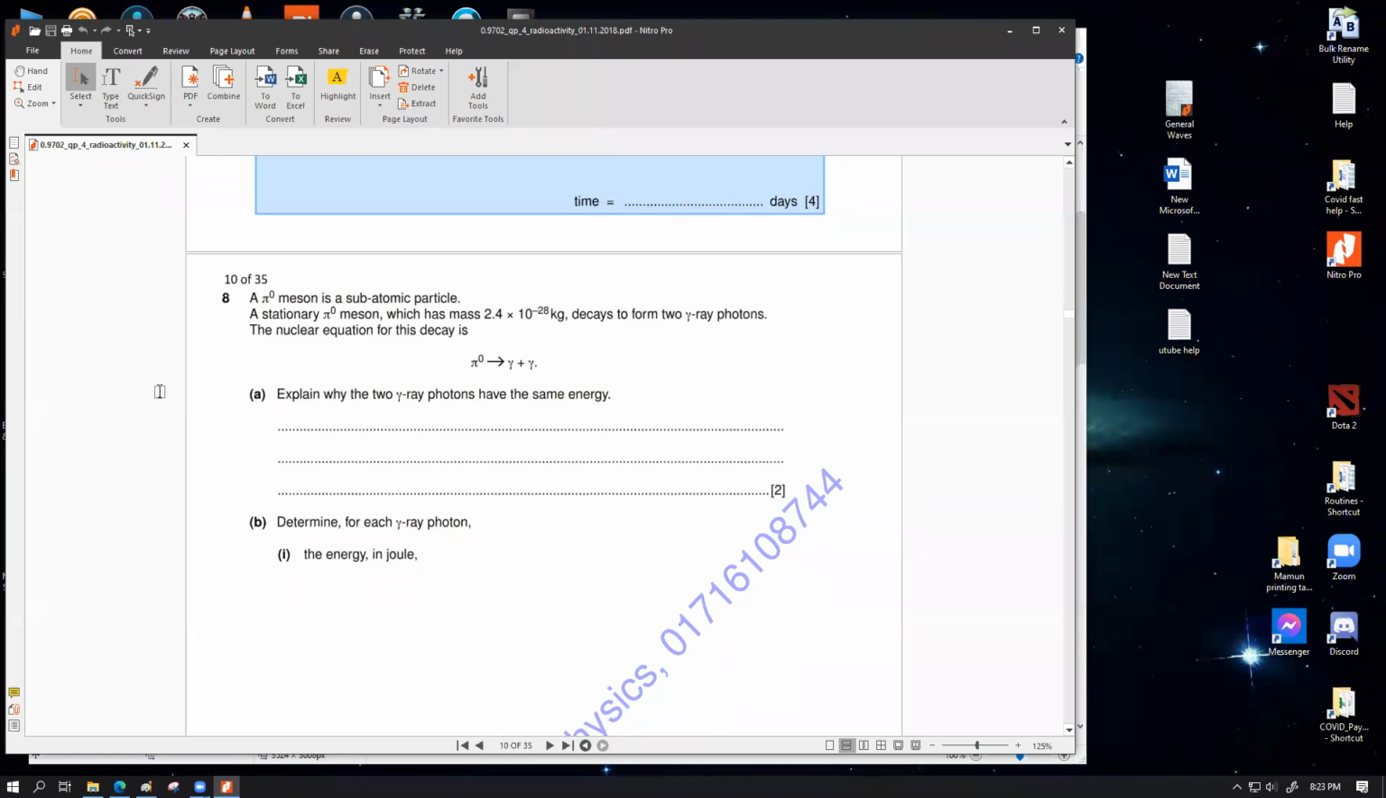Okay, this is going to show up in the upcoming part of our discussion. Radioactivity, later I'll discuss that topic, so this is going to be doable for you.